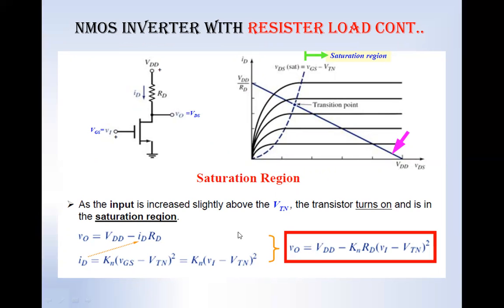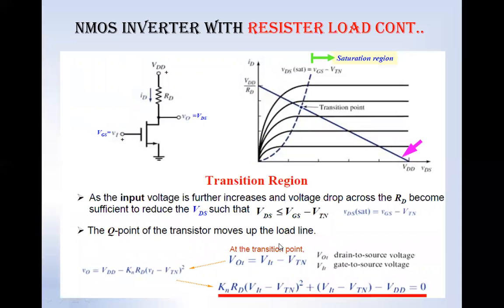So under saturation current, I have an expression for the current-voltage relation, that is V0 is equal to VDD minus IDRD, where ID is the saturation current. There I can apply the saturation current expression, that is Kn into (Vi minus Vtn) whole square. That Vi is nothing but VGS minus Vtn whole square. So finally, once again we can write V0 as VDD minus Kn RD into (Vi minus Vtn) whole square.